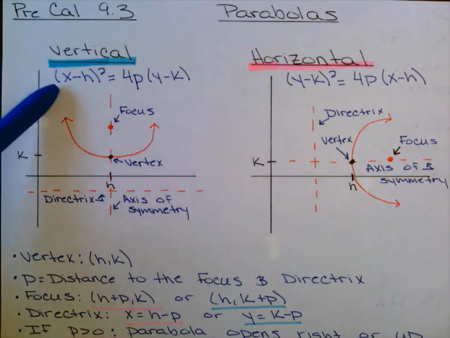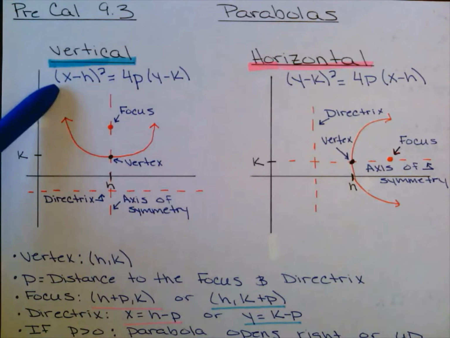Horizontally, we have the h and the k with the x and the y, but the squared is on the y and the 4p is over here with the x. And this faces to the right if it's positive and to the left if it's negative. Now, the focus is going to have a specific distance towards the inside of the parabola. Picture like the belly button of the parabola, okay?